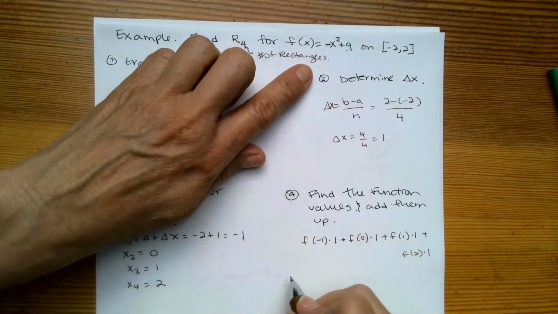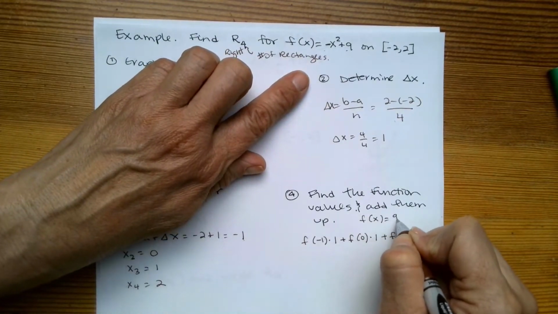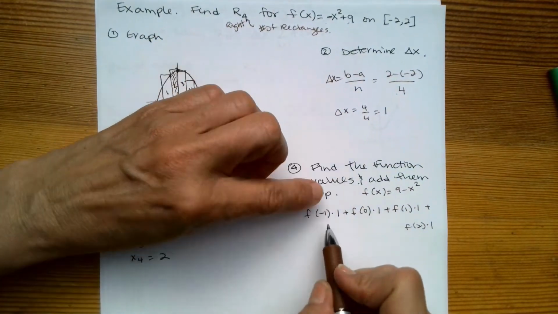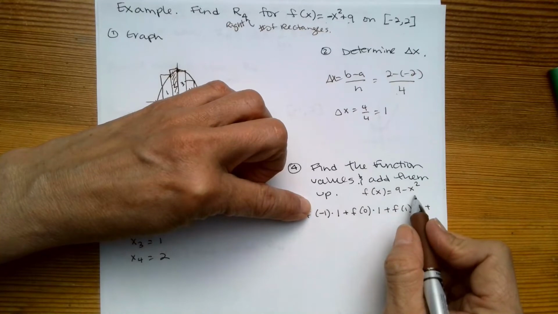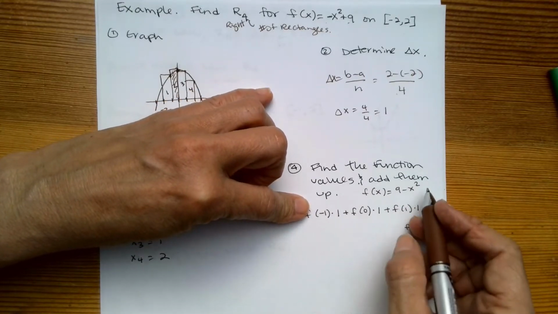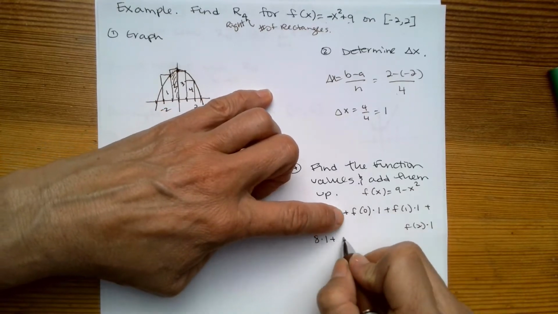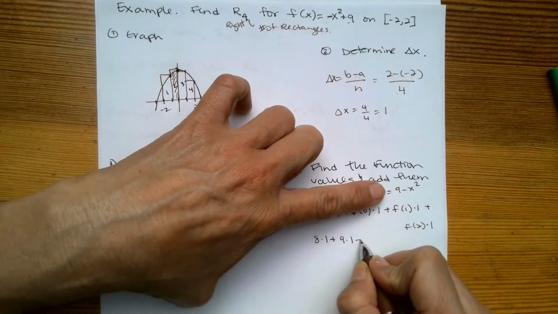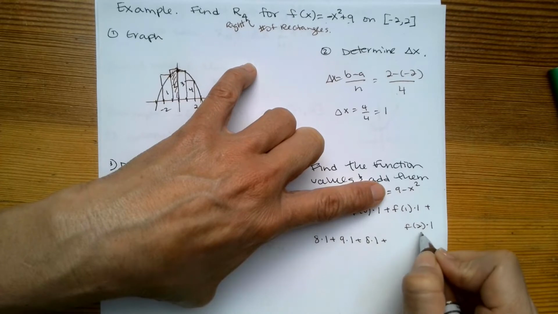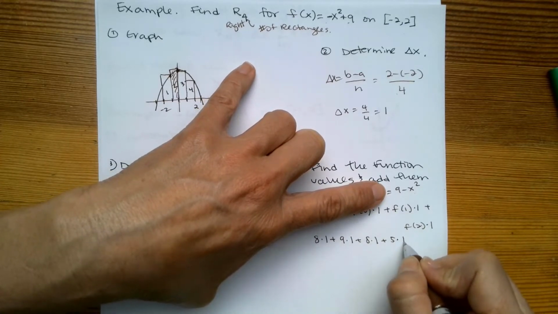So f of -1, remember f of x, let's put that in here just in case I need to move. I'm going to switch my order around a little bit. So 9 minus x squared. So 9 minus -1 squared. 9 minus 1 is 8. So I have 8 times 1 plus f of 0, that's 9 times 1, plus f of 1, that's another 8 times 1, plus f of 2, let's see, that's 4. 9 minus 4 is 5 times 1.